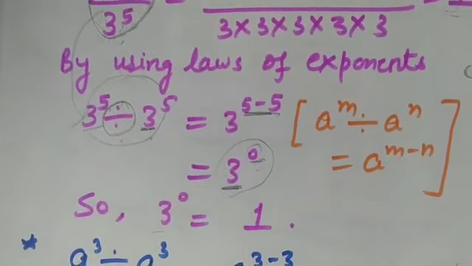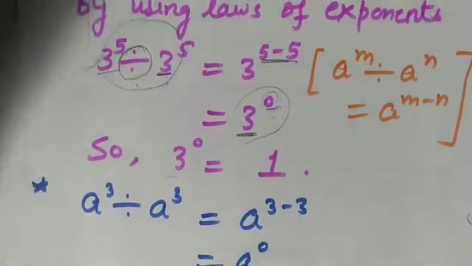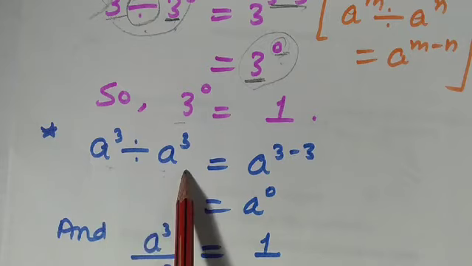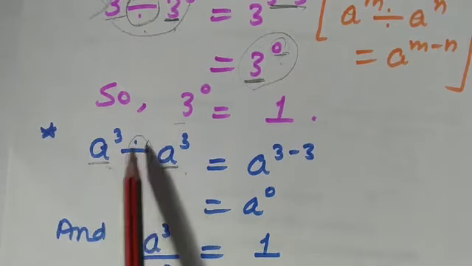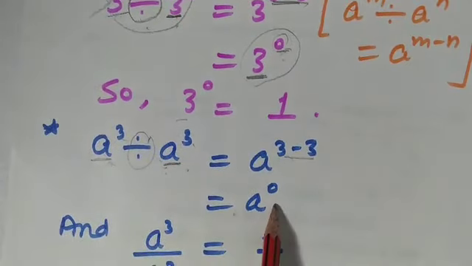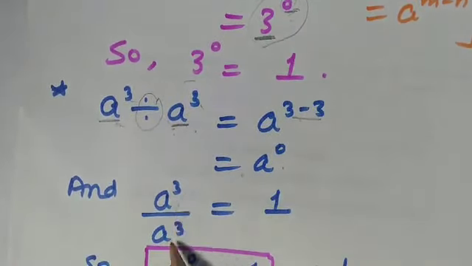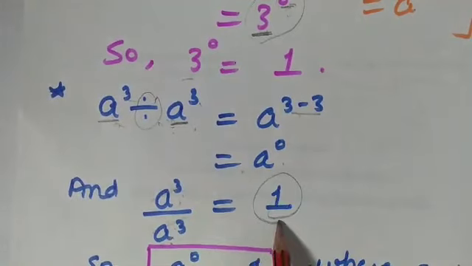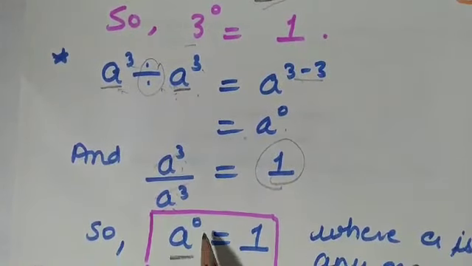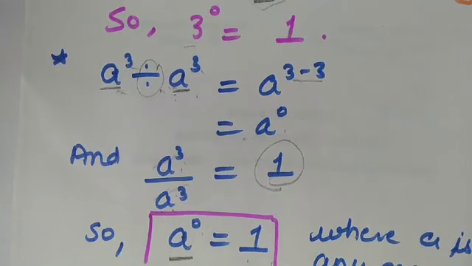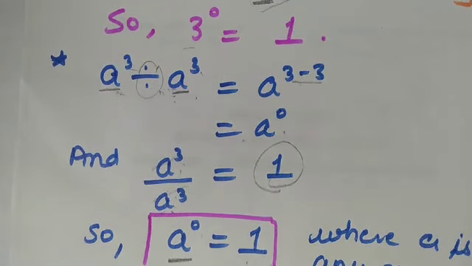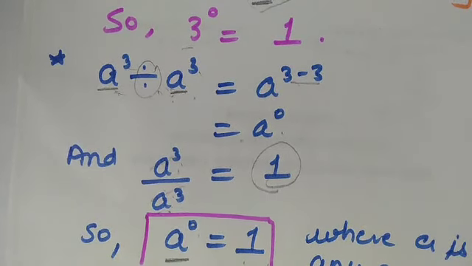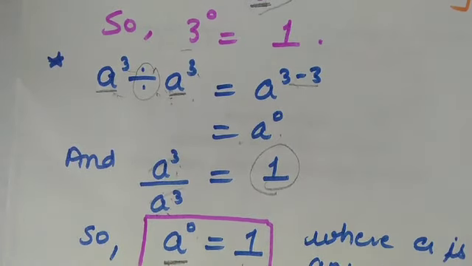Let us consider one more example. a to the power 3 divided by a to the power 3. Using the law of exponent, we have the same base and division in between, so the powers get subtracted. So it will be a to the power 0. And if we simply divide, this will be 1. If the left hand side is equal, then the RHS will also be equal. So I can say that a raised to the power 0 is 1. In general, any number raised to the power 0 is always 1. This is our last law, law 6th.